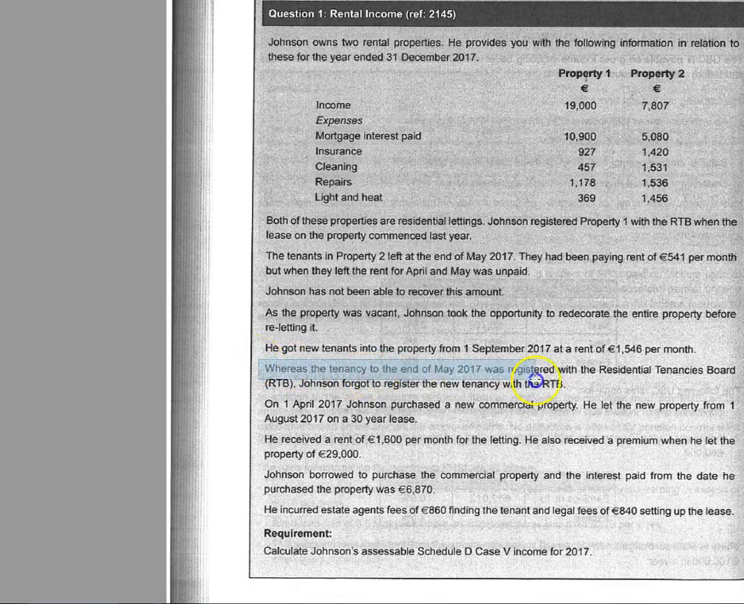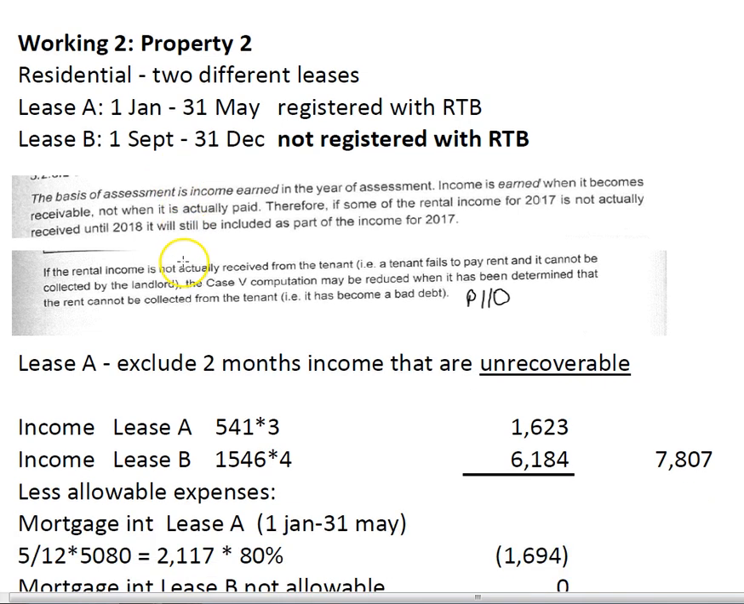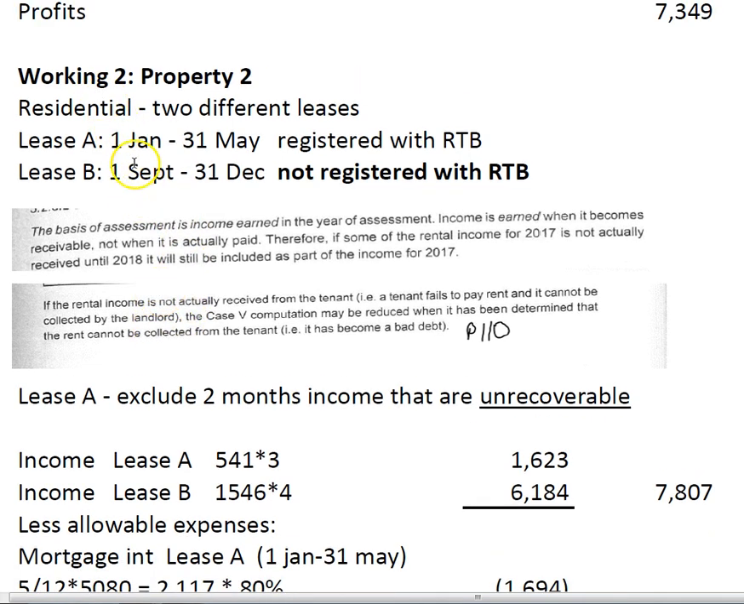And this is important, this bit here, where the tenancy to the end of May was registered. So the first lease A was registered, so he could claim the mortgage interest for that. He forgot to register the tenancy for the second lease. And here are the leases, and I've just written it there just so we know. So that's his interest for the month.